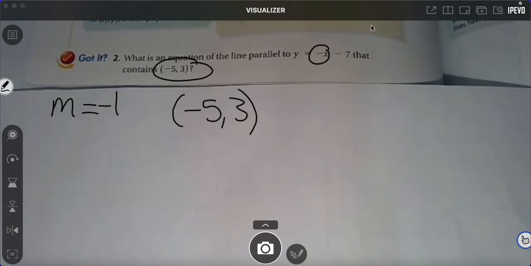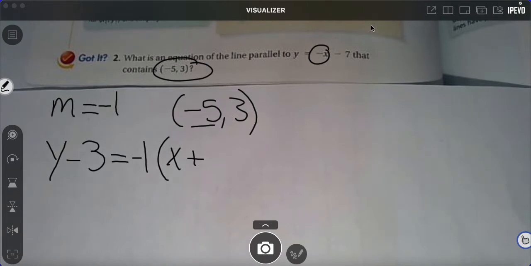So now I write it in that formula, which is right over there on the board. Y minus the y value. Y minus, what's my y value? 3 equals the slope, -1, that's in my formula, times x minus my x value, -5. So I'm going to change it. And that's my answer. I'm done. Okay? I just write it.